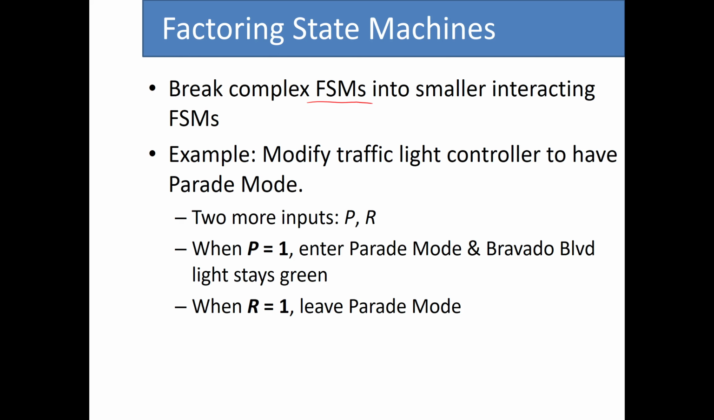Let's consider the traffic light example that we had before, and let's say we want to have a parade mode. If we are in parade mode, the system should behave differently than if it's in a regular mode. Based on this, we have two additional inputs. P is for the parade mode and R is for the regular mode.